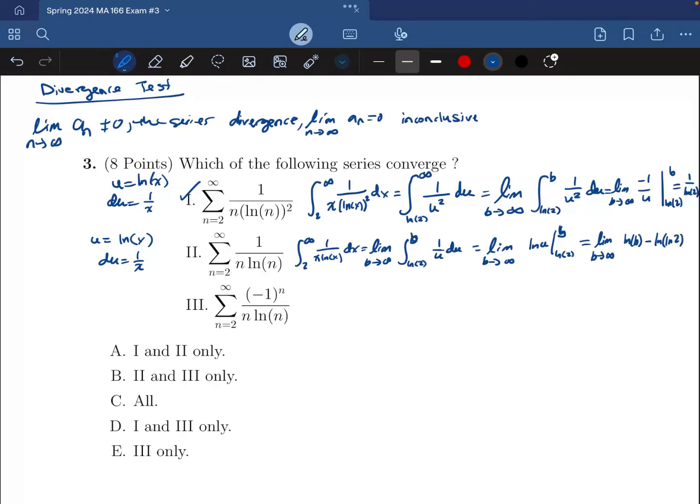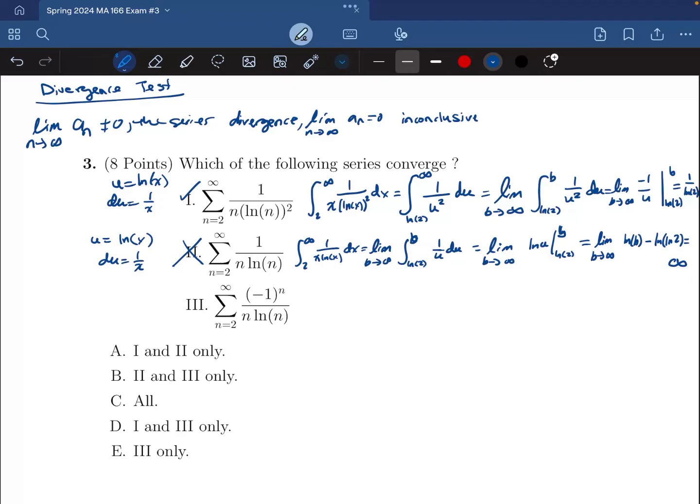Okay. So now, if we examine our result, we'll see that this part doesn't really matter because it's a constant. The only part that really matters is the natural log of b. And since b approaches infinity, the natural log of b will also approach infinity, making the result of this integral equal infinity. And so, since the value of this integral is infinite, it's not finite, that means that 2 diverges.